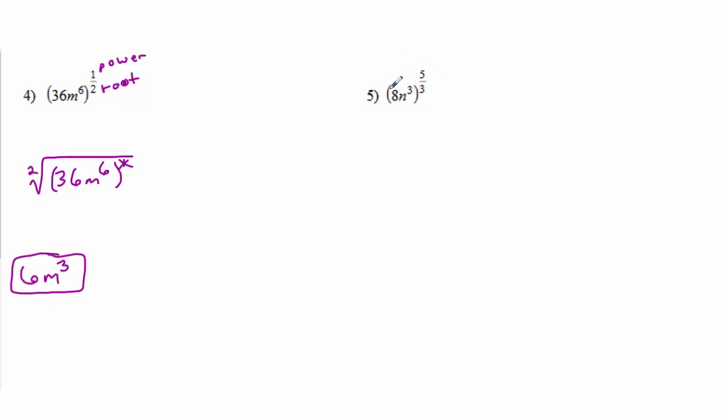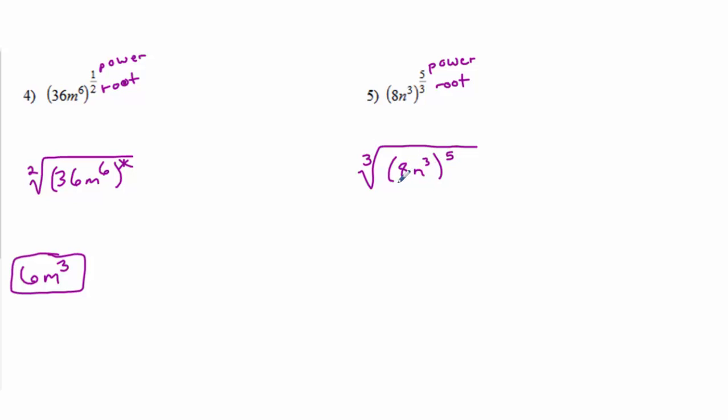All right, so 8n cubed to the 5/3. The biggest thing on these problems, and it's not just on these, there's some other ones like this, you're going to have to remember the powers on top, the roots on bottom. So this is the cubed root of 8n cubed to the 5th power. The easiest way to do this is to do the cubed root part first. So ignore the 5th power.